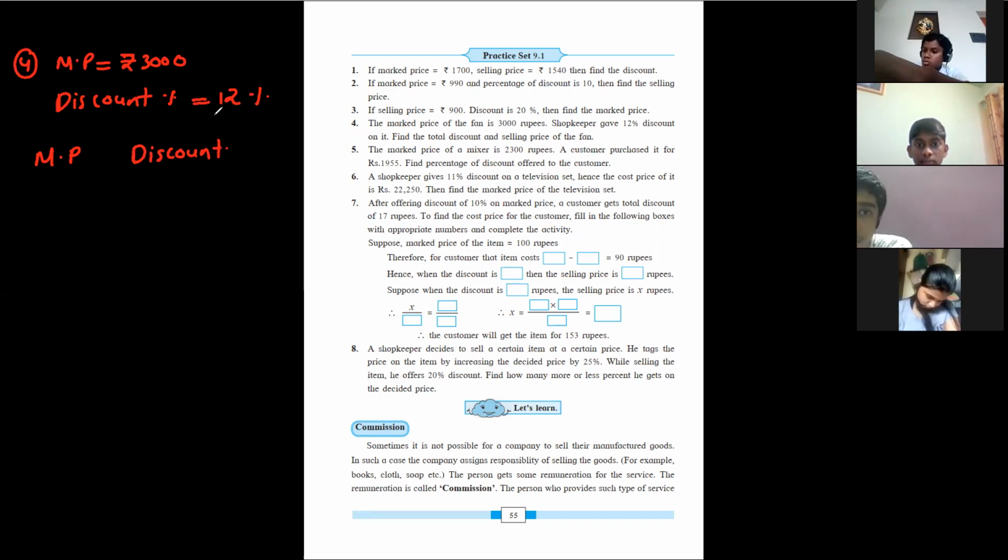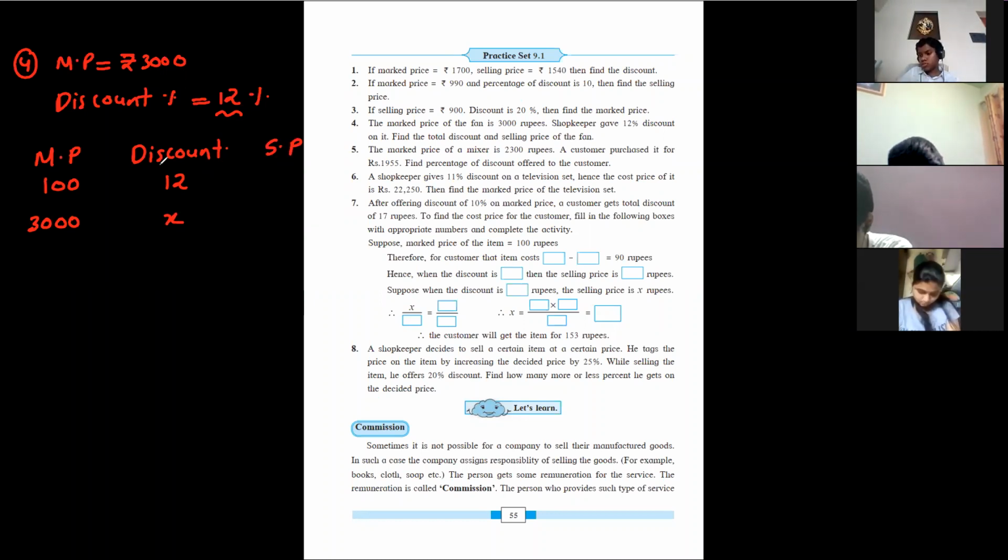So if our discount is 12, we are getting 12% discount. That means for 100 rupees mark price, we'll get a discount of 12 rupees. But for 3000, what is the discount? I don't know. So I'll take it as what? X.